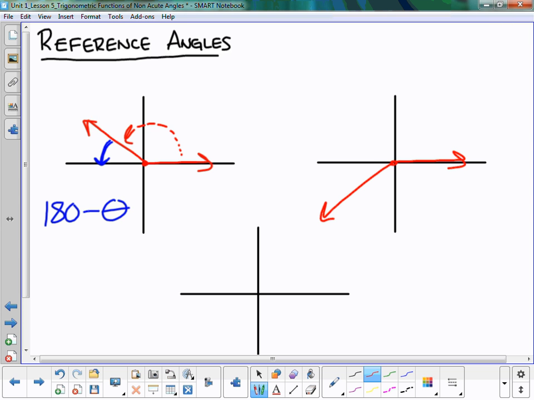So if I have an angle in quadrant 3, the reference angle is, again, from my terminal side to the closest side of the x-axis. It should be an acute angle, so it should be less than 90. It's not going to go all the way back to this side. To find this angle measure, I take the angle that I was given and I subtract 180 from it.